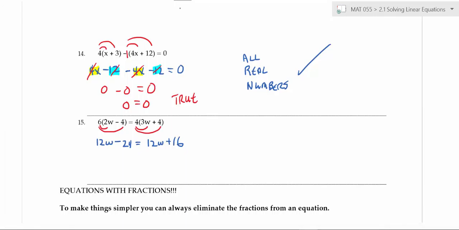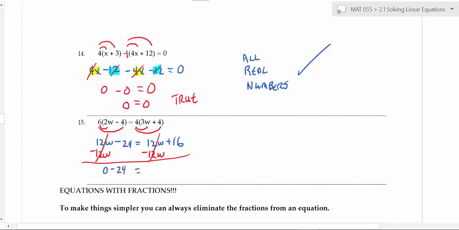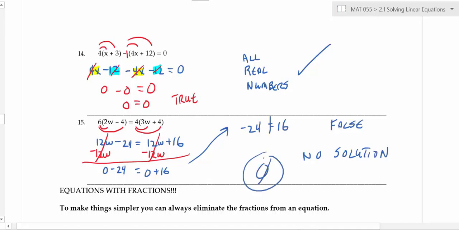Now you got a couple of ways you can do this. If you want to subtract 12w from both sides, or if you know the answer, you can just write the answer. See, the w's cross out. They go to 0. So what you're left with really is 0 minus 24 equals 0 plus 16. So that is negative 24 equals 16. That's a false statement, which tells you the answer is no solution. So that's what you should have got. Okay, you can use the empty set symbol if you want to for no solution.